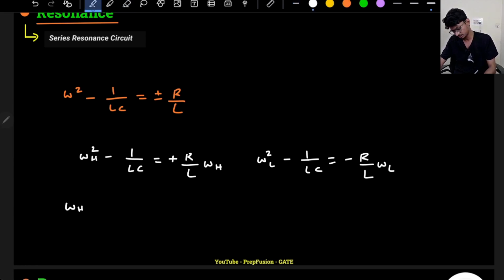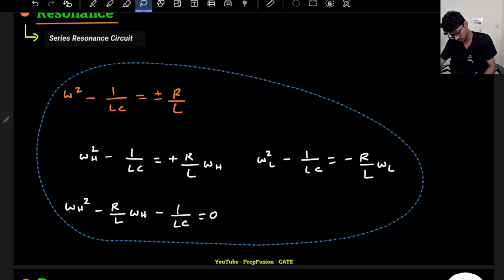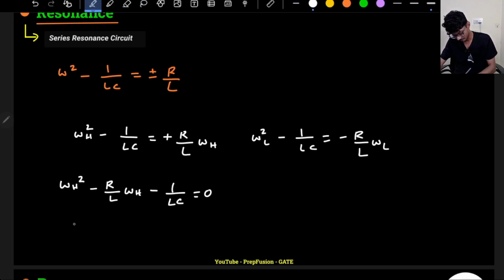This also will be omega L. Okay, so omega H whole square minus R by L omega H minus 1 by LC equals 0. So ultimately the solution of this root, omega is minus B plus minus square root of B square minus 4AC.